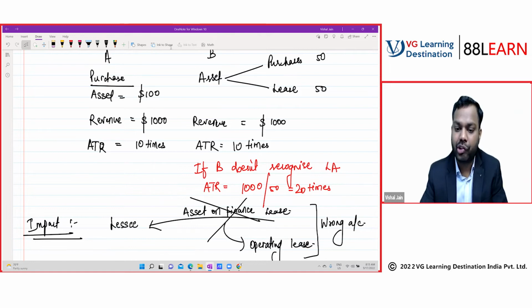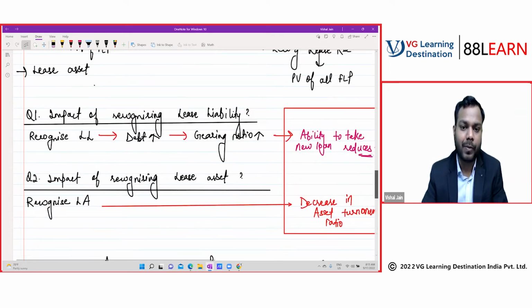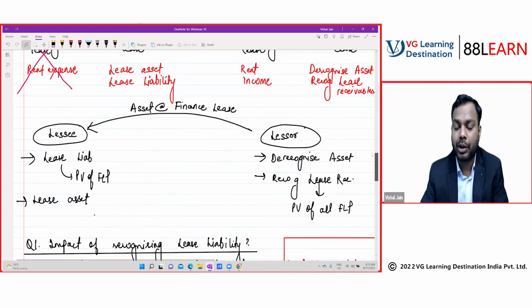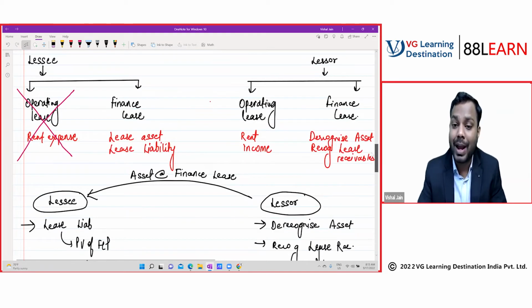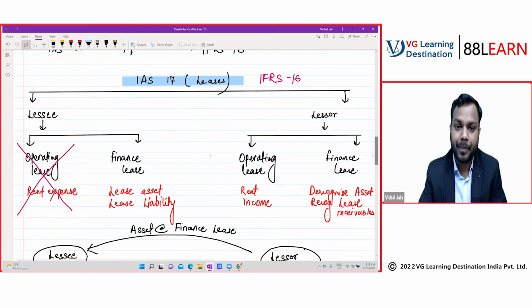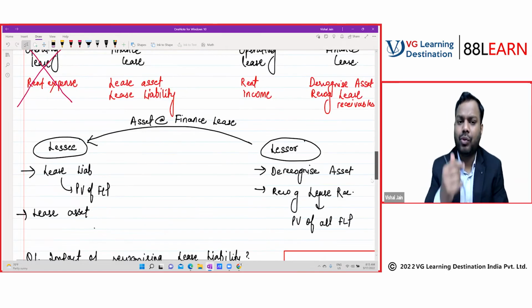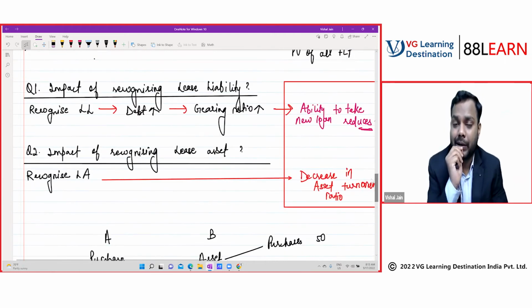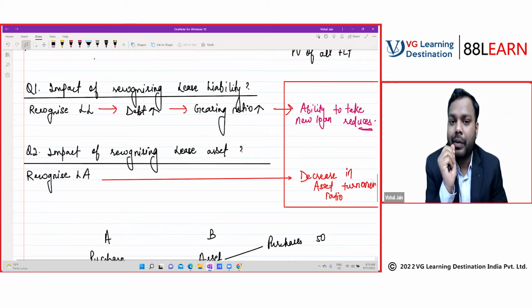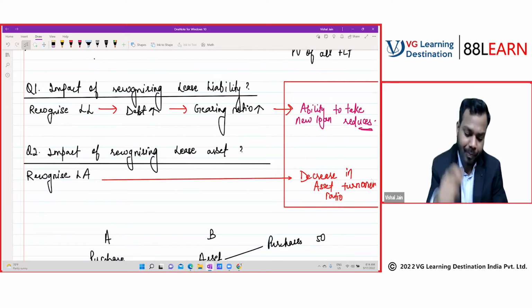So this was a change which was brought in by IFRS 16, and I believe you are clear on this now. What was the change brought in by IFRS 16, and why was that change brought in? Basically, the intent was to take the asset on finance lease itself, but they used to structure the contract in a manner that it appeared to be an operating lease contract.